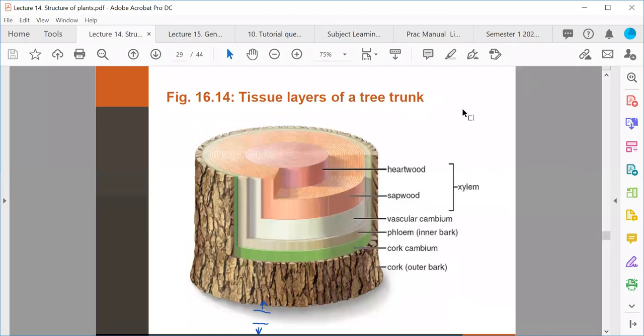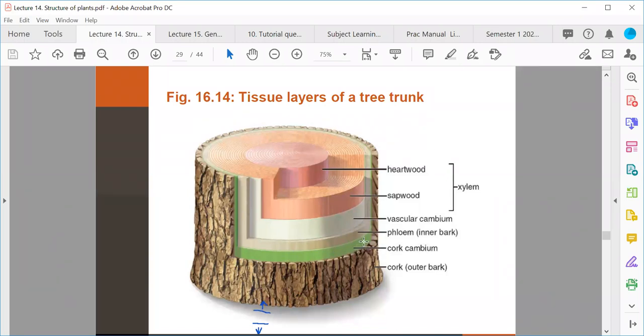Now we can appreciate the different layers of a woody stem. And in fact, we're looking at a tree trunk here. So let's have a look at the different layers, starting from the outside. We can see the cork is the outer bark. To the inside of that, in green, we have the cork cambium. So remember, these are the meristematic cells.